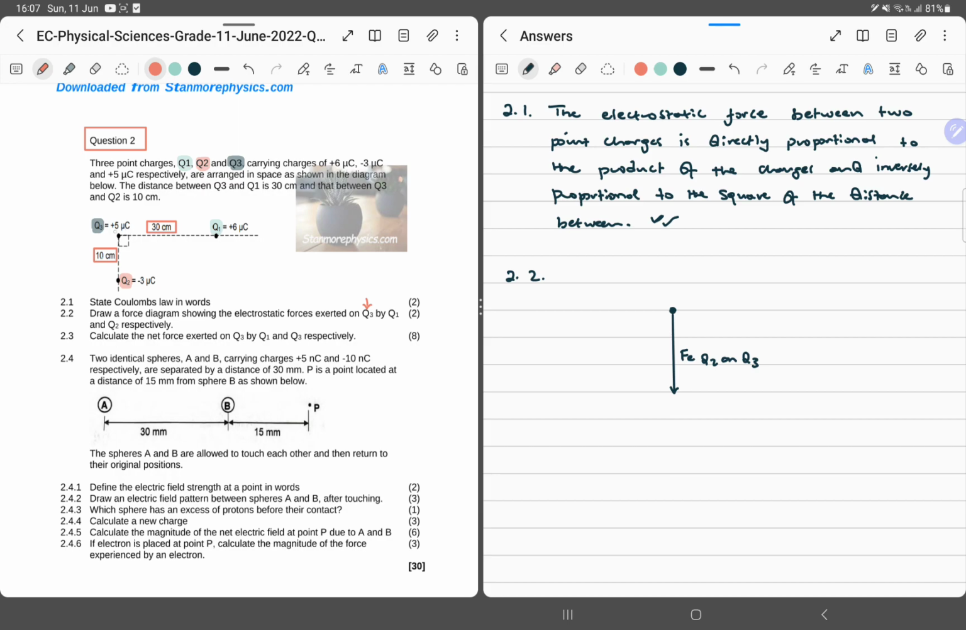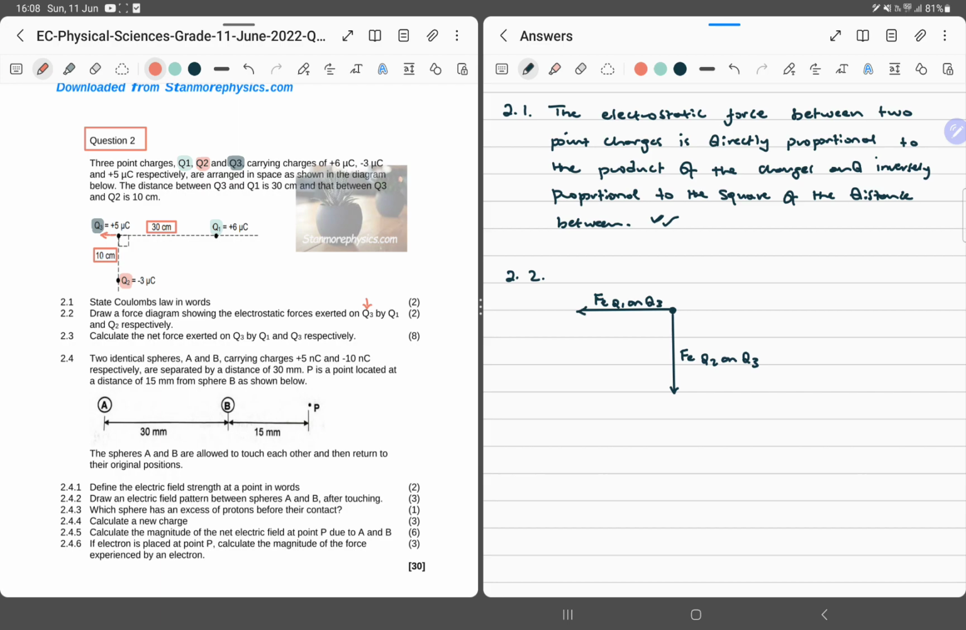And then of course, what else? Now we can see that Q1 is positively charged as well as Q3 is positively charged. So these ones are going to repel each other. So Q3 will essentially get a force in that direction because it's being repelled by Q1. So this is going to go in that direction. Okay, so this is now the electrostatic force of Q1 on Q3. Okay, please make a habit of labeling things properly.